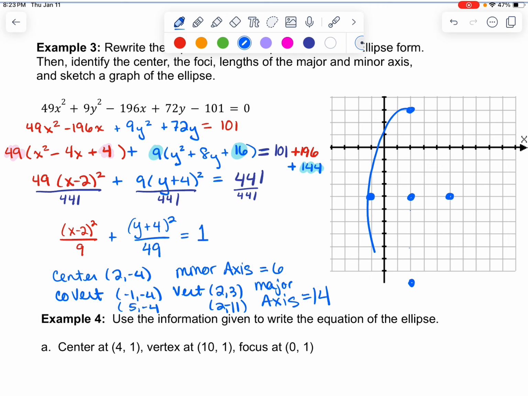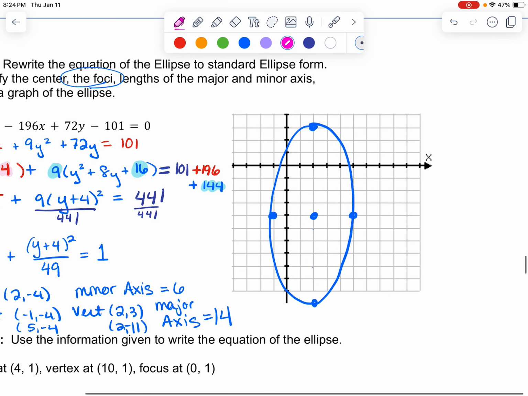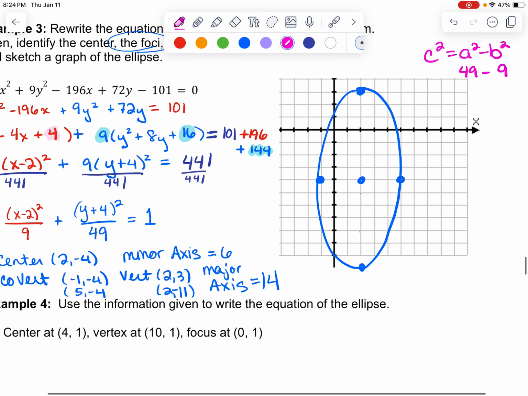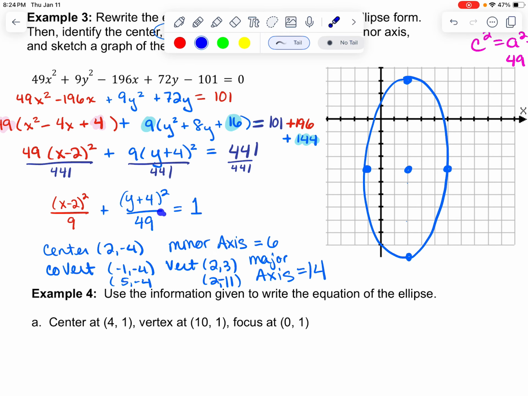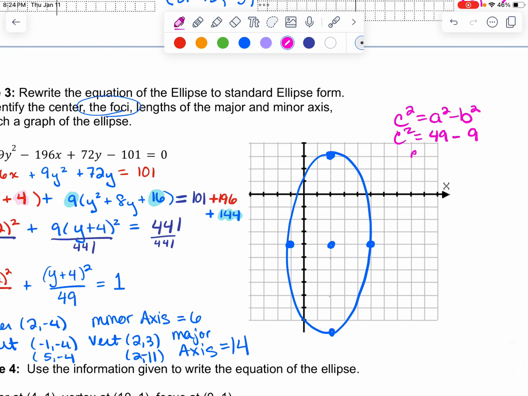I have enough information to draw the outline of my ellipse, but the one last thing that they want me to do is to find the foci. So I'm going to come over to the right where I have some more space. And remember, the foci are found with c squared equals a squared minus b squared, major minus minor. For those values, it's going to be 49 minus 9. I just took the two denominators here and subtracted them. So my c squared equals 40. And c is the square root of 40, which is 2 root 10.